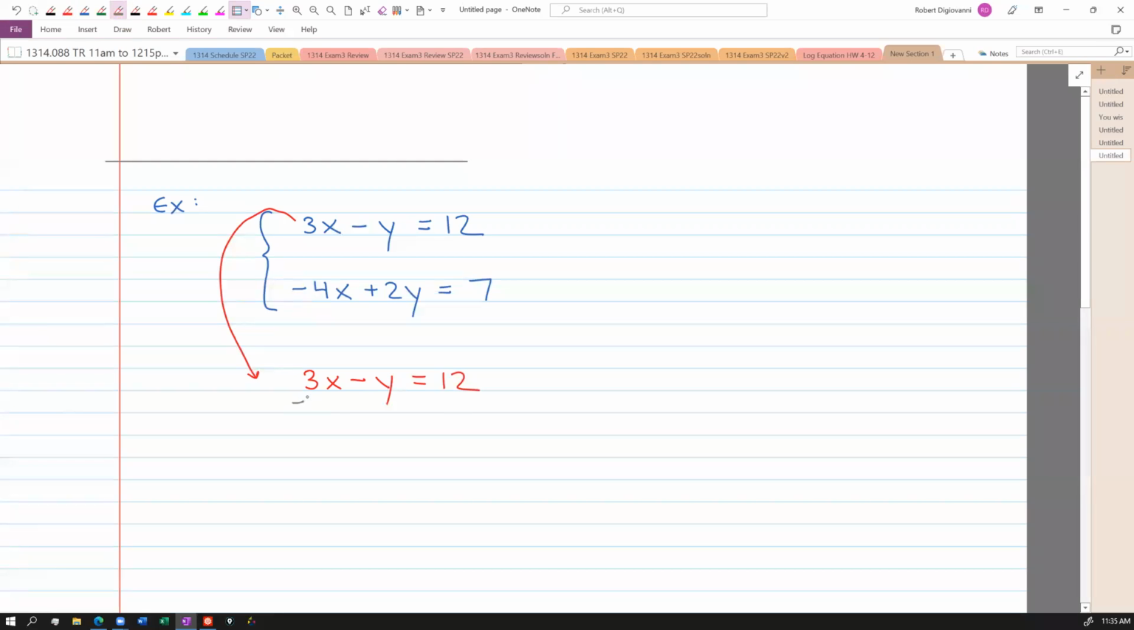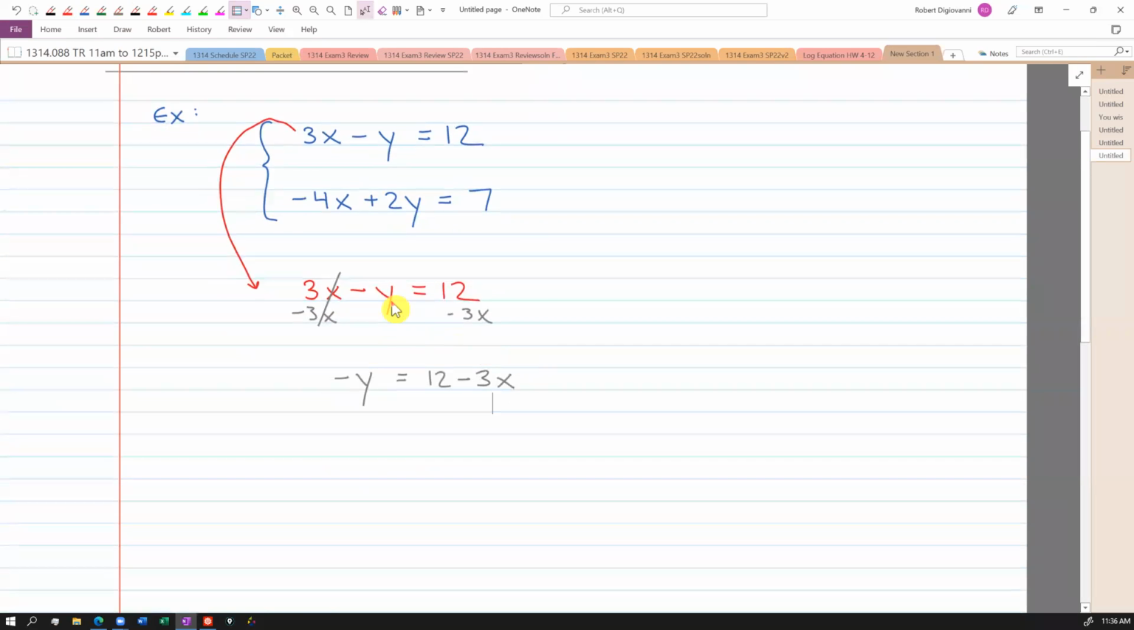Let's do minus 3x on the left, minus 3x on the right. On the left, it goes away. You get negative y. Don't forget, you still have the negative y. Equals, and then on the right, you cannot combine those together, right? You can't combine these together. 12 minus 3x is 12 minus 3x. You still have negative y here. Are we good?